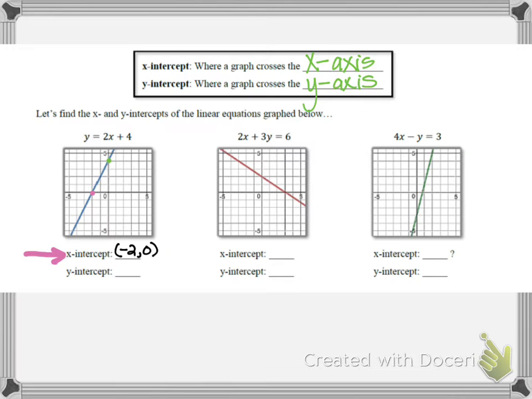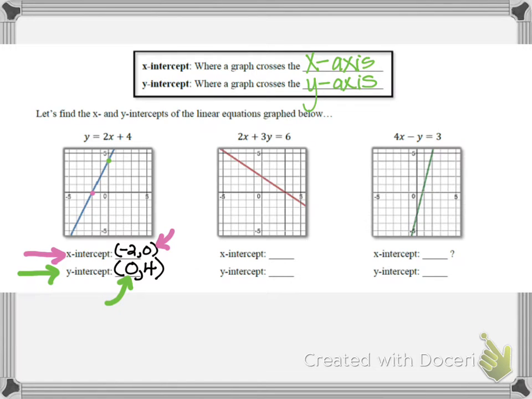Let's look at the y-axis, and I can see that the graph crosses the y-axis at the ordered pair (0, 4). I've highlighted that in green, and our y-intercept is at (0, 4). Notice the placement of the 0 for the x-intercept in the ordered pair and the placement of the 0 for the y-intercept in the ordered pair.